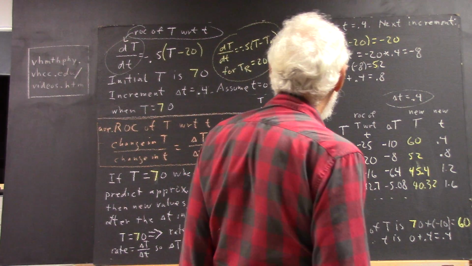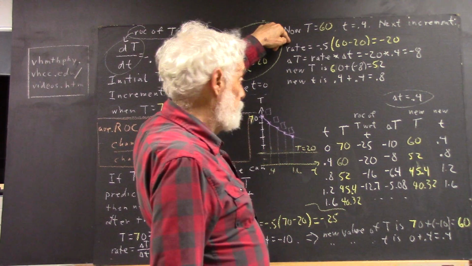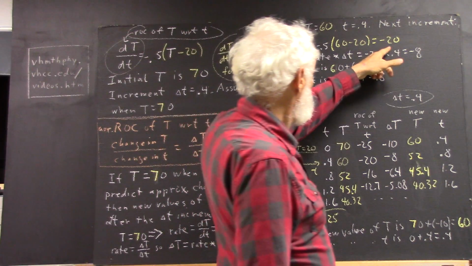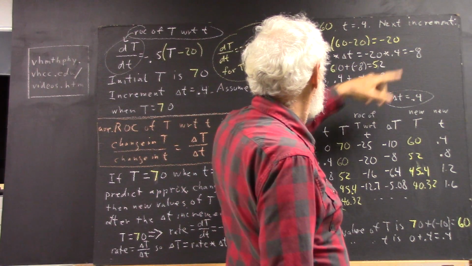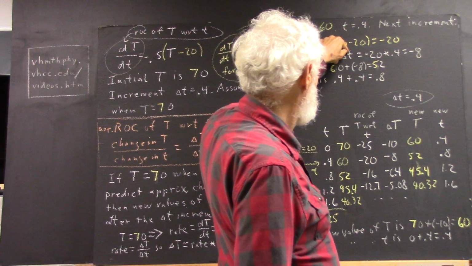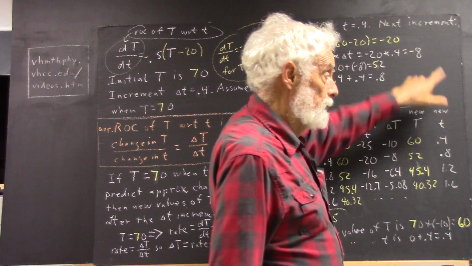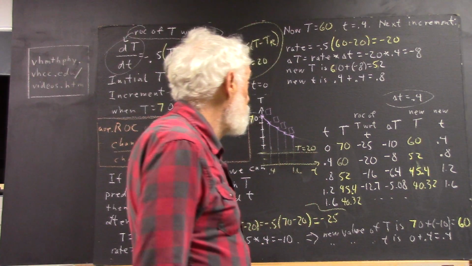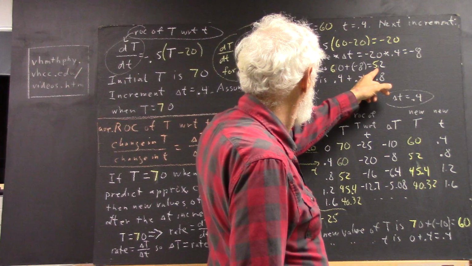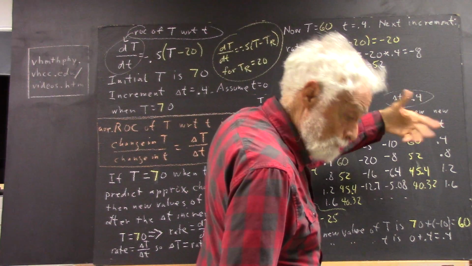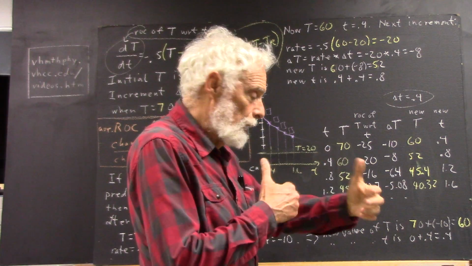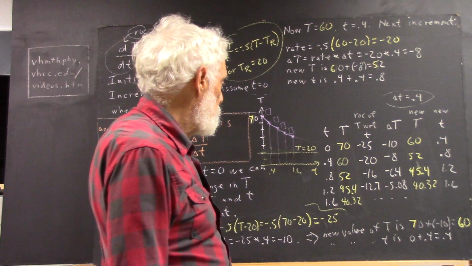Well, that's very easy. The rate we get in the same way we did before, but we're going to plug 60 in instead of 70, and we get a rate of negative 20. Okay, and then delta big T is that rate times our delta little t, which is easily calculated to be negative 8. So our new temperature is going to be our 60 plus our negative 8, which is 52. New time, we're going to add 0.4 seconds because that's our time increment. That's the increment we use to analyze what happens to the temperature.